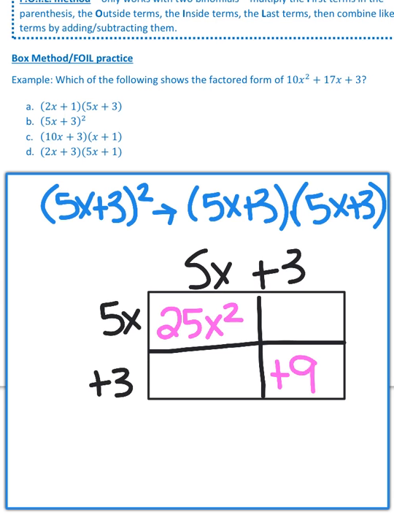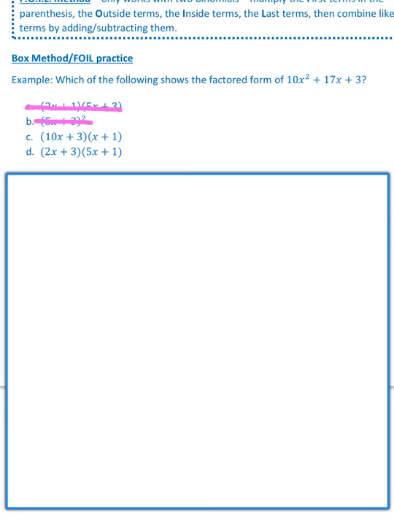So even just looking at the first box and the last box, they don't match any of the terms. And that tells me that B is no longer an option as well. So I lost A and I lost B. Let's try letter C. 10x plus 3 times x plus 1.